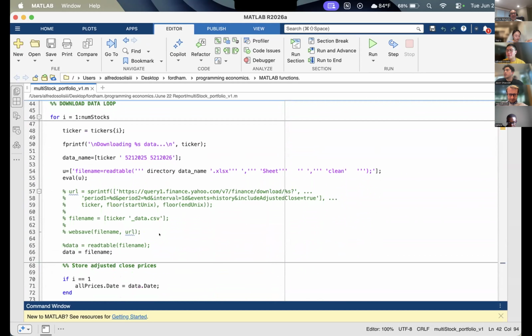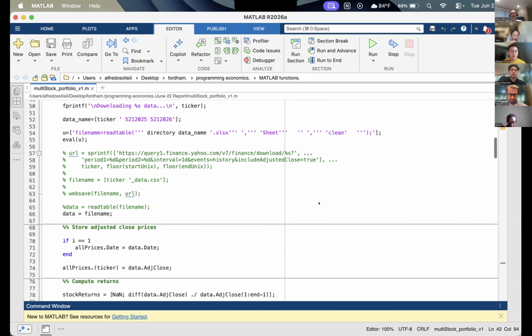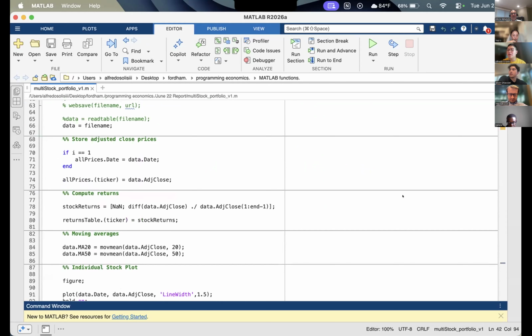And then next from this one should be storing the close price for every stock. To reiterate the condition, if i equals 1, then the condition at line 70 ensures that the date column is only saved once into all prices, since all stocks share the same trading dates. Following this, line 74 adds each stock's adjusted close column to all prices using the ticker name as the column label. We use adjusted close instead of regular close because it adjusts for dividends as well as stock splits, giving a more accurate return calculation by taking into account more variables.